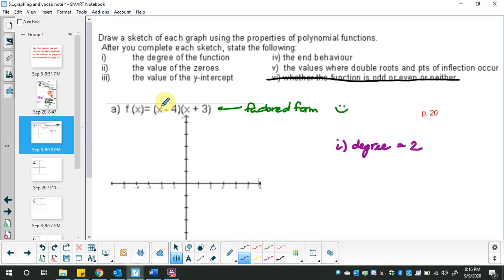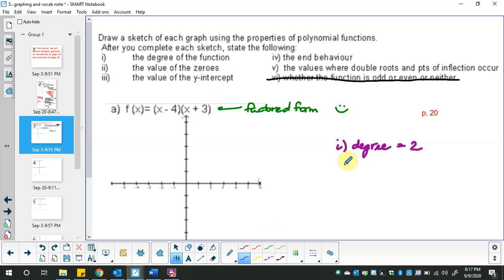Because if you took the x from this bracket or factor and multiplied it by the x from this one, you're only going to get an x squared. There's no way to get an x cubed. There's no way to get an x to the 4th. You will end up with a degree 2.